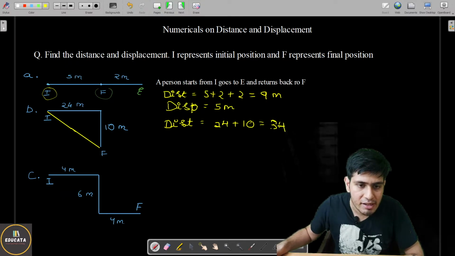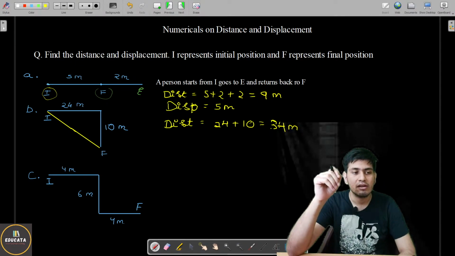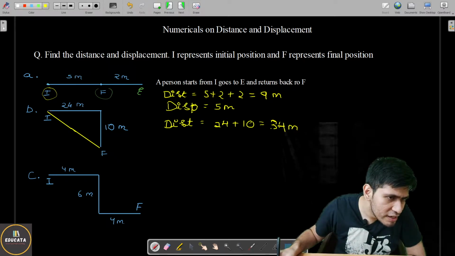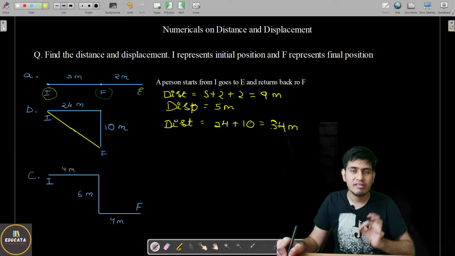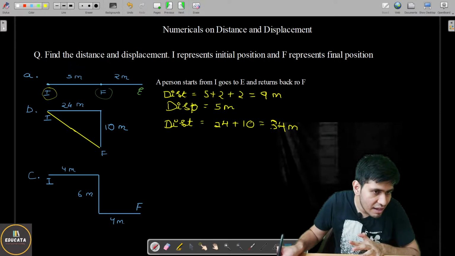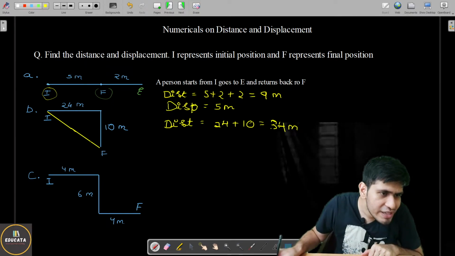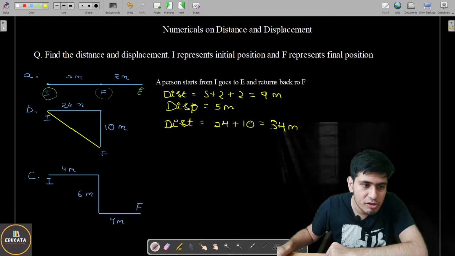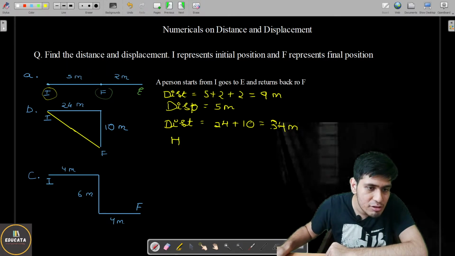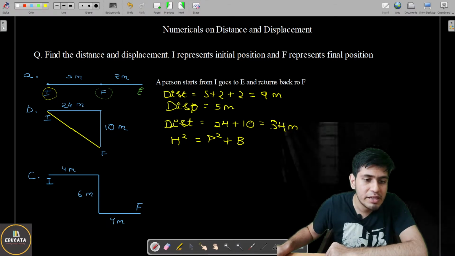Okay, but how can we find the displacement? Displacement is also easy. Can you just calculate the distance between I and F by a single line, like this? I have marked it also with a yellow pen. It is simple. We can use the Pythagoras theorem. It tells us that h square is equals to p square plus b square.